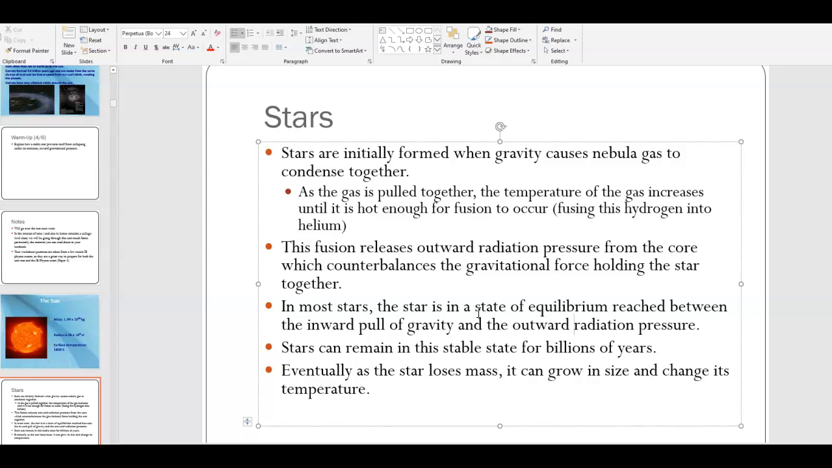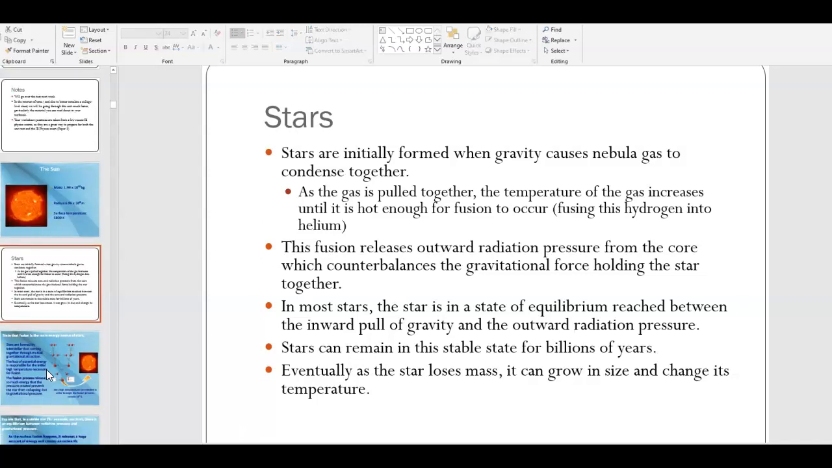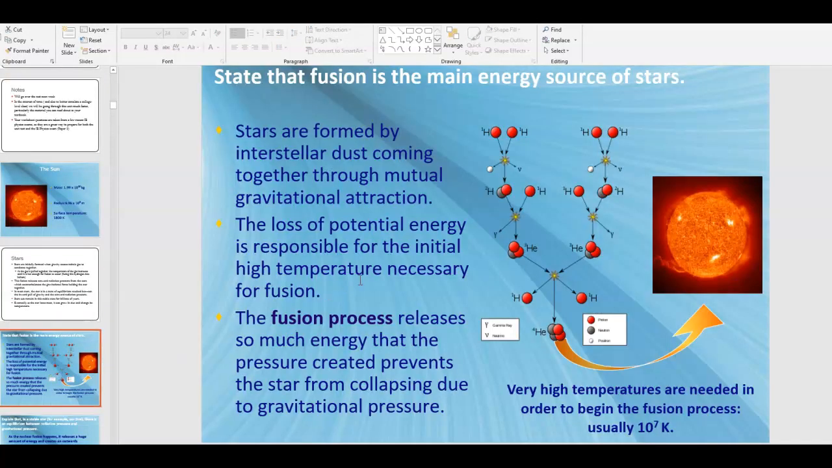Now, at the end of the star's lifetime, we'll talk about what happens later on. But eventually, as the star loses mass, it can grow in size and change its temperature, just because as it loses mass, there's less gravitational force pulling the star inward, and so it can grow in size over time. And then this slide just talks about that. I don't know if there's anything new on there. You can read that slide on your own, pause it if you want.